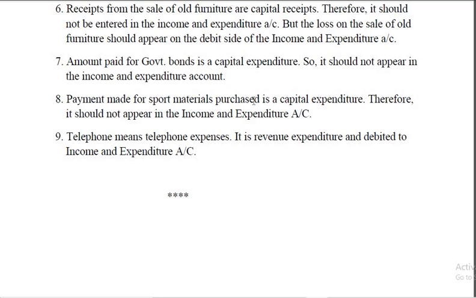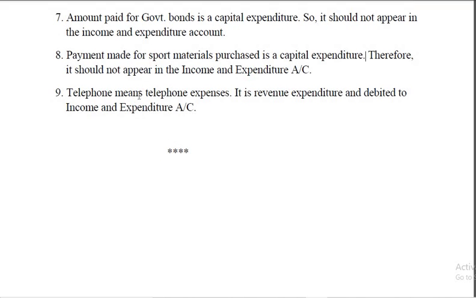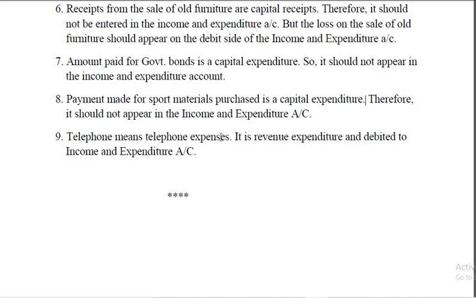Payment made for sports materials is a capital expenditure. Therefore, it should not appear in the income and expenditure account. Telephone means telephone expenses. It is revenue expenditure and debited to income and expenditure account.